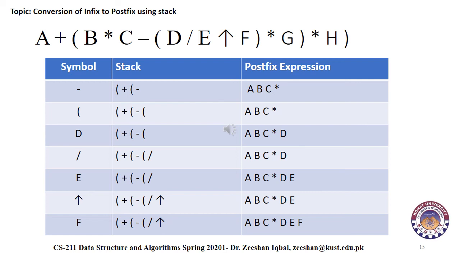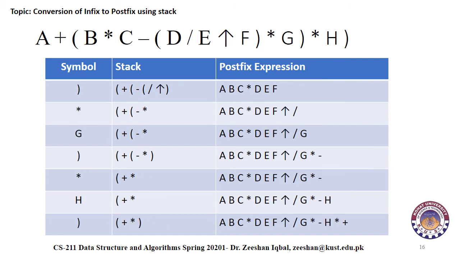As we can see that the next symbol is power, which is an operator. So we have to check the stack again. It already has an operator, which is division, and the division has less precedence than power. So division will remain on the stack and we will push the new operator power on the stack directly. Next symbol is F, which is an operand, so we will put it in the postfix expression directly.